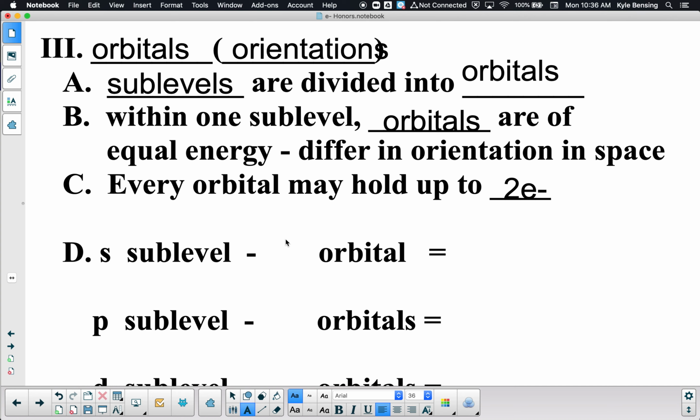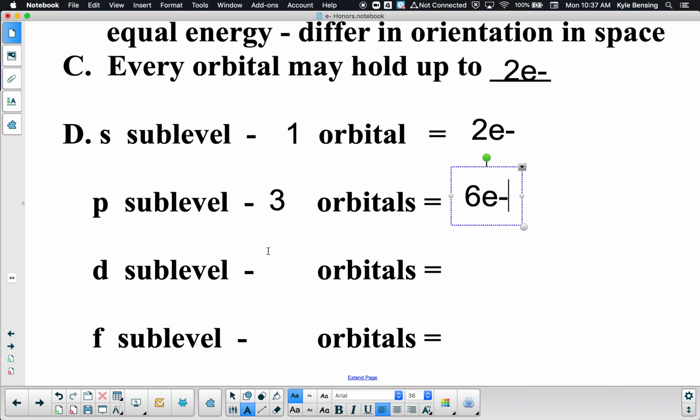The s sublevel only has 1 orbital, which means it can hold 2 electrons. The p sublevel holds 3 orbitals, which means that it can hold 6 electrons. This ends up being very important for electron configurations. The d sublevel has 5 orbitals, which means it can hold 10 electrons.